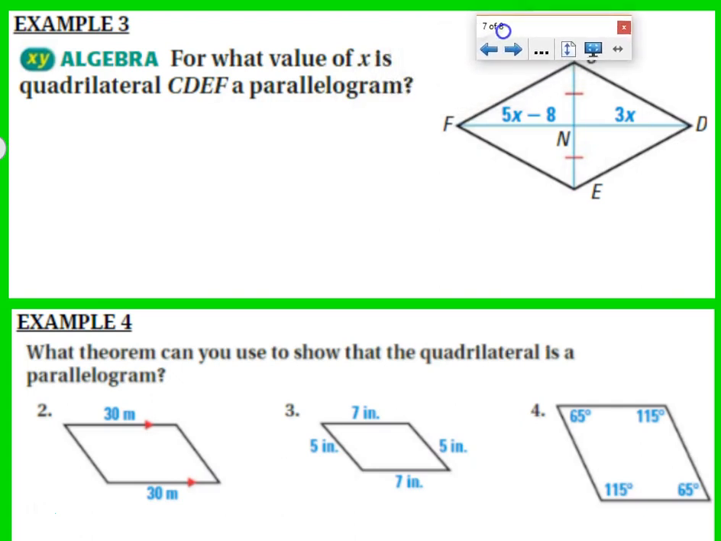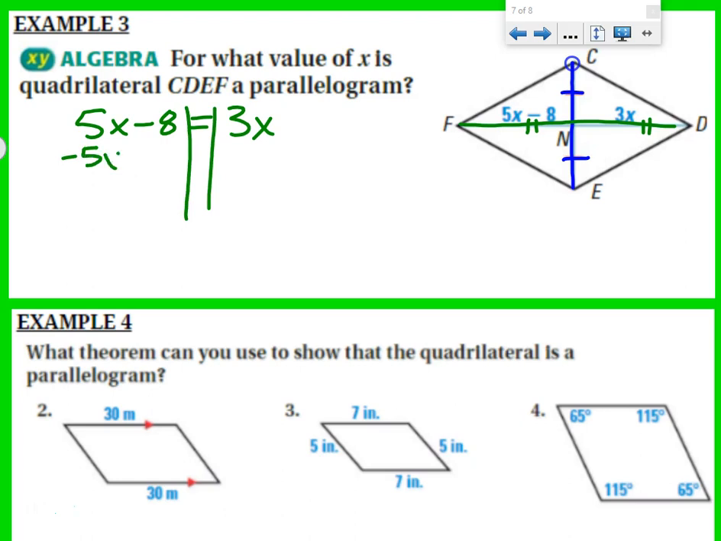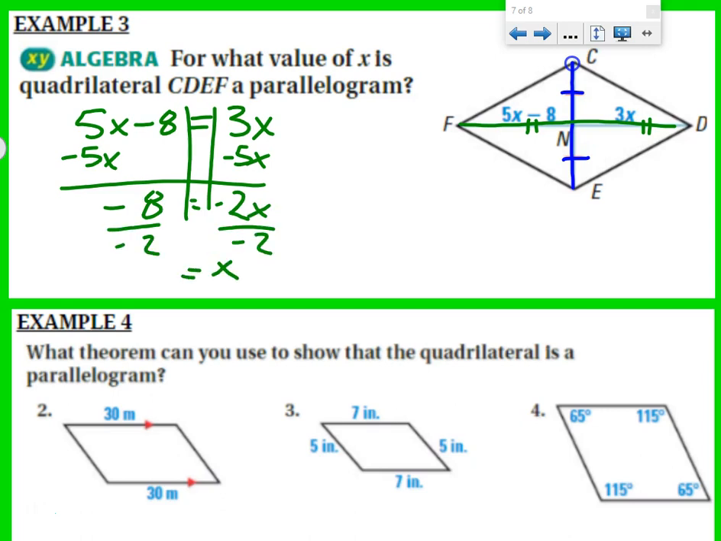So on the back of your notes, we have example 3: for what values of x is quadrilateral CDEF a parallelogram? So we know that this pair of diagonals is bisected, so then we want this diagonal to also be bisected, which means that 5x minus 8 needs to be equal to 3x. So we solve this for x, subtract 5x on both sides. We have negative 8 equals negative 2x. Divide both sides by negative 2, and we get x equals 4.